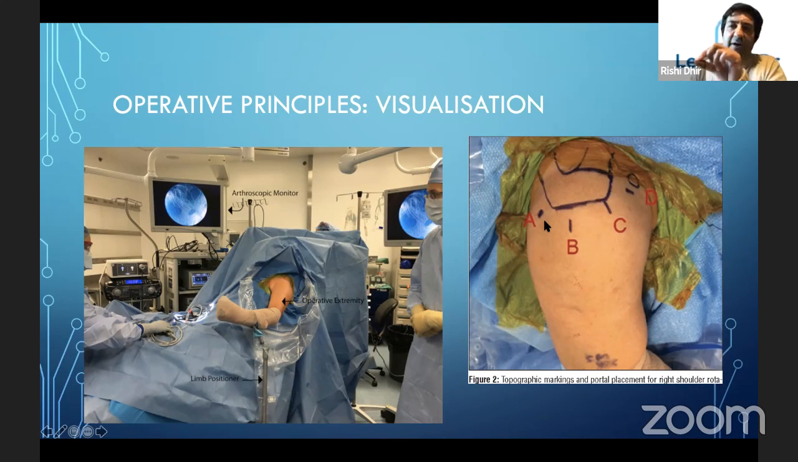I don't say down and in by a centimeter because it depends upon, if you've got a big muscly patient, you might go down and in a bit more. So it depends upon the size of the patient. So that's my viewing portal.